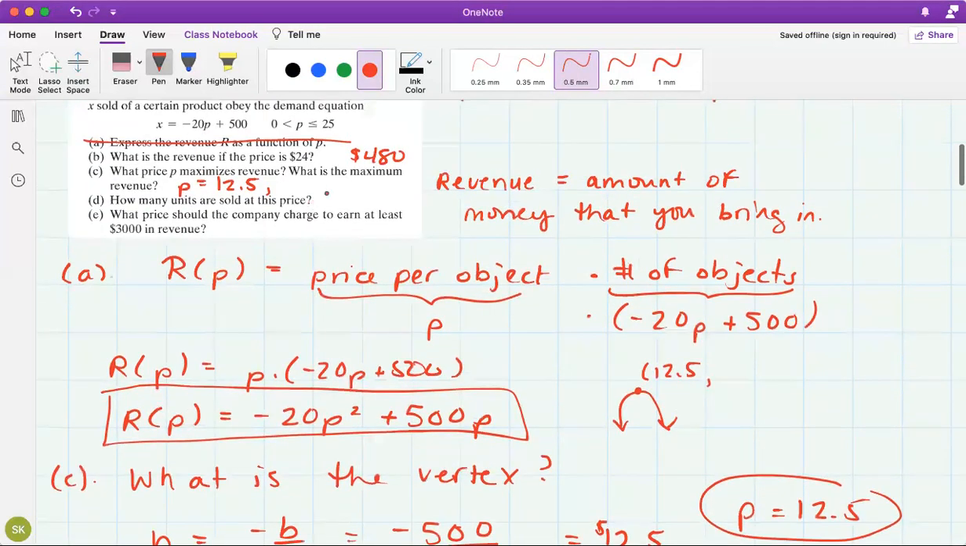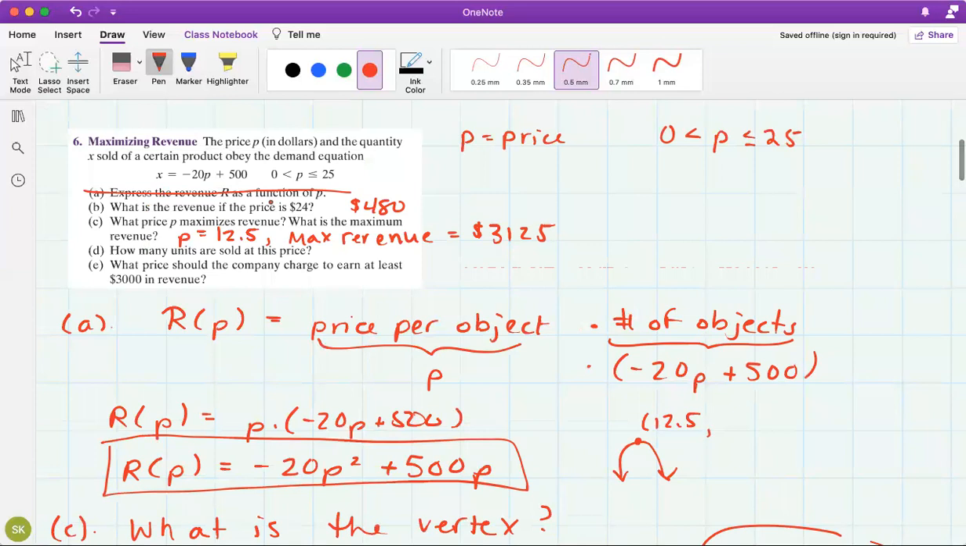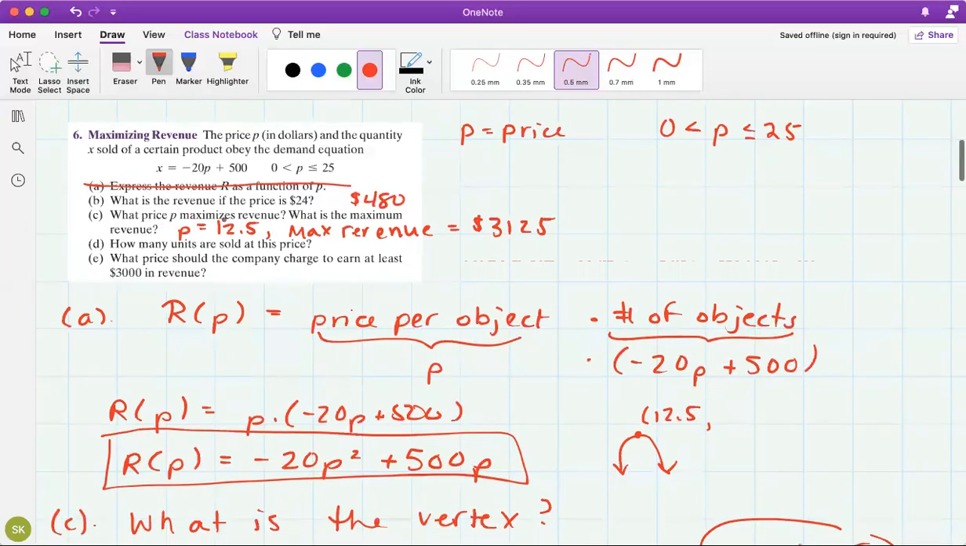So the maximum revenue is 3125. So that's the most money we can bring in from this object if we satisfy this demand equation. So when we charge $12.50 for this object, we're going to make the most money, bring in the most money. So what price P maximizes revenue? We found that, and we found the maximum revenue.